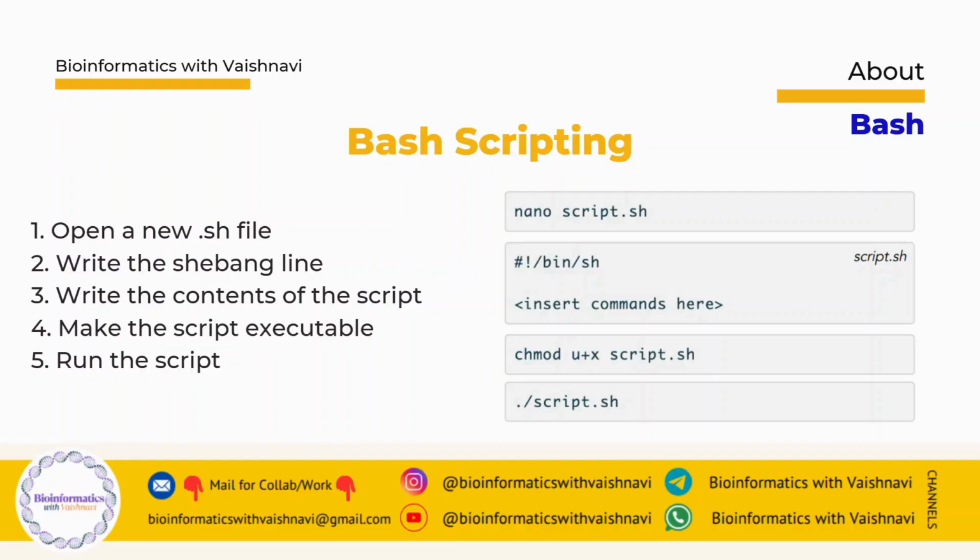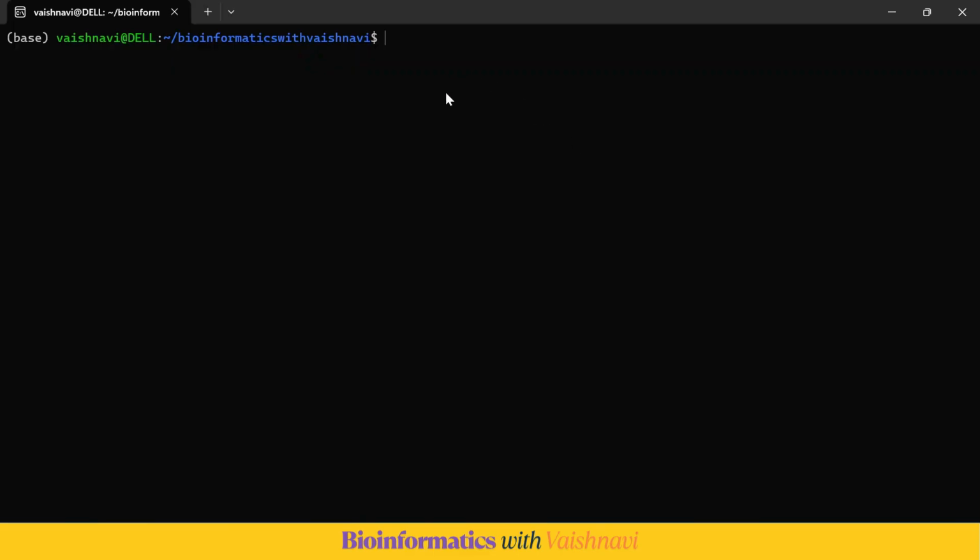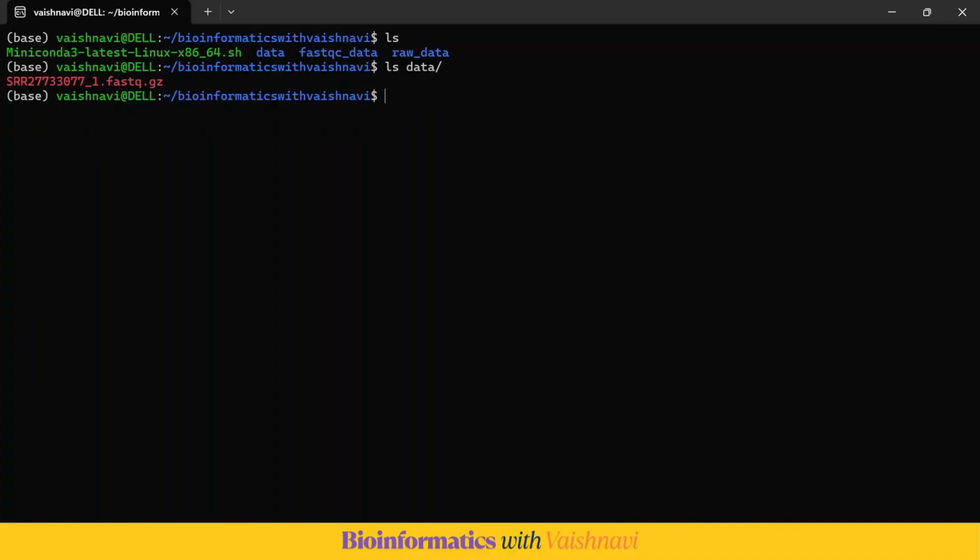Okay, let's do the practical part and understand how things go. Open your terminal and come to your working directory. First of all, let me show you. I have put the zip file in the data folder. Suppose you have any file, it can be any file like a text file. Here I have taken a DNA sequence which is in a zip format.